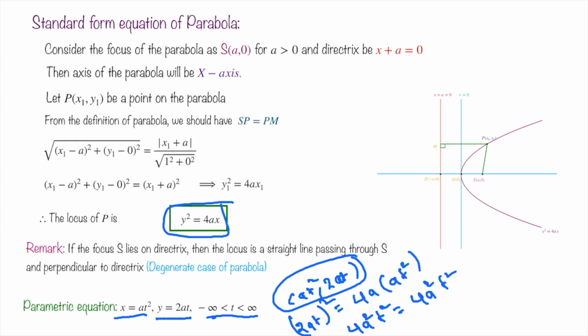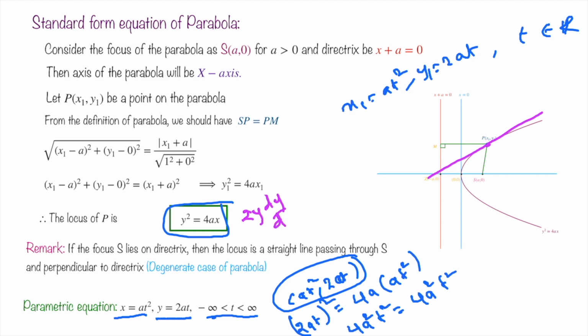For example, this point (x1, y1) will be in this form: x1 equal to at square, y1 equal to 2at for some choice of t. Okay, what I do is let me draw the tangent at this point. So what will be the slope of the tangent? If you differentiate this one, you get 2y dy by dx equal to 4a.